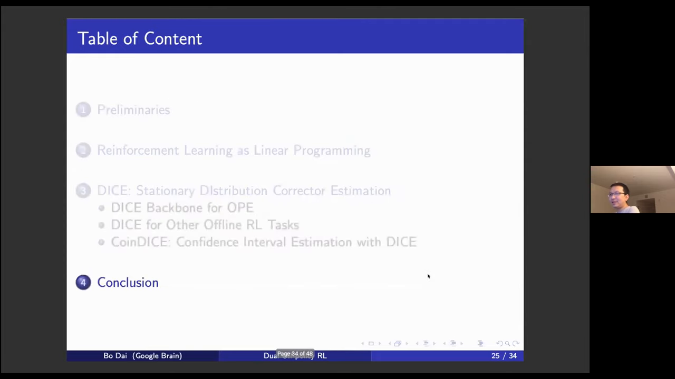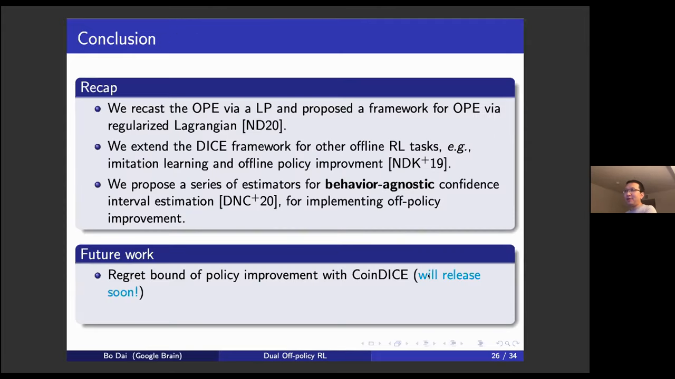Okay. Let's go to the conclusion part. Let's recap what we have done in this whole series of the research. We recast reinforcement learning into an optimization problem, and then we can use either Lagrangian or any other kind of method to solve it. Second, with this kind of philosophy, we can extend this DICE family to, for example, policy optimization and imitation learning. And later we established how we can do behavior-agnostic confidence interval estimation. And this is the major component of the talk.